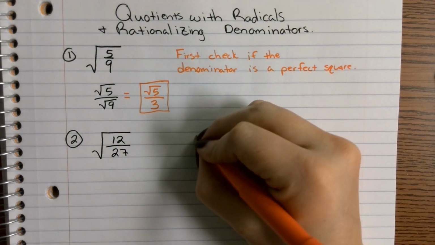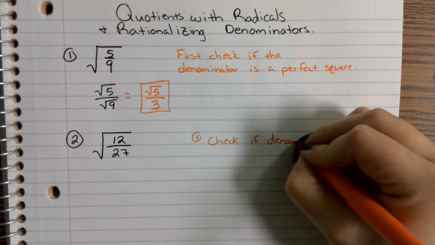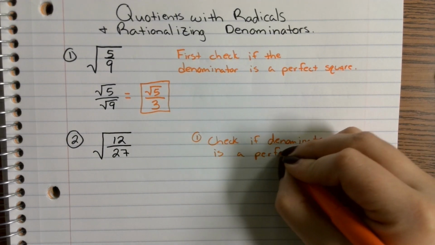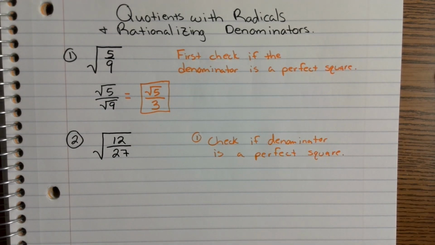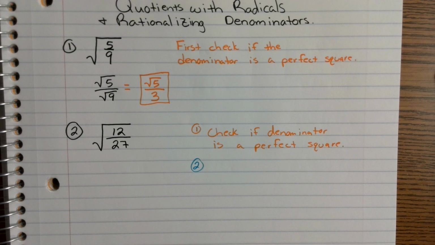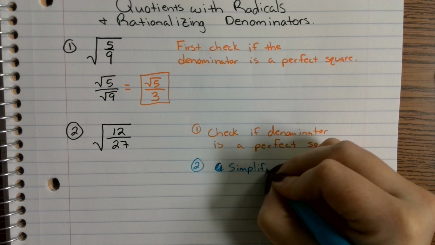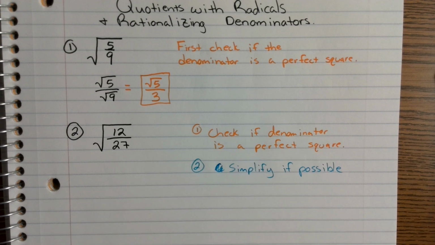So again, like I said, step 1, check if the denominator is a perfect square. In this case, it's not. So if it is not a perfect square, then step 2, simplify if possible. Because sometimes if you simplify the fraction, it might simplify so that you do get a perfect square.